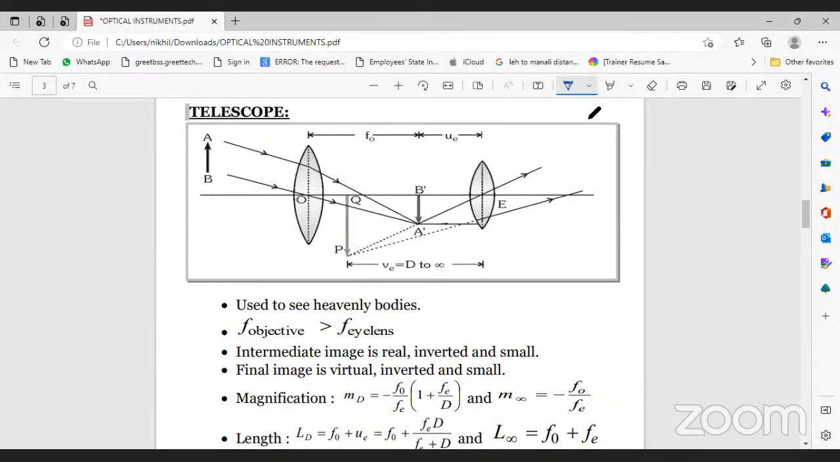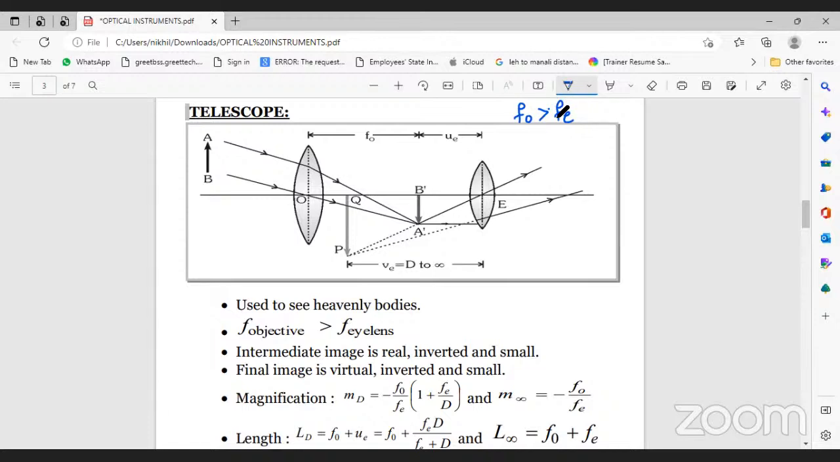Telescope is used to see what? Distant objects, sir. In the telescope also we are using two lenses. One is called the objective lens, the other is called the eyepiece. But look at the difference. The focal length of the objective lens is more compared to the focal length of the eyepiece in the telescope. Focal length of the objective lens should be more than the focal length of the eyepiece in a telescope.